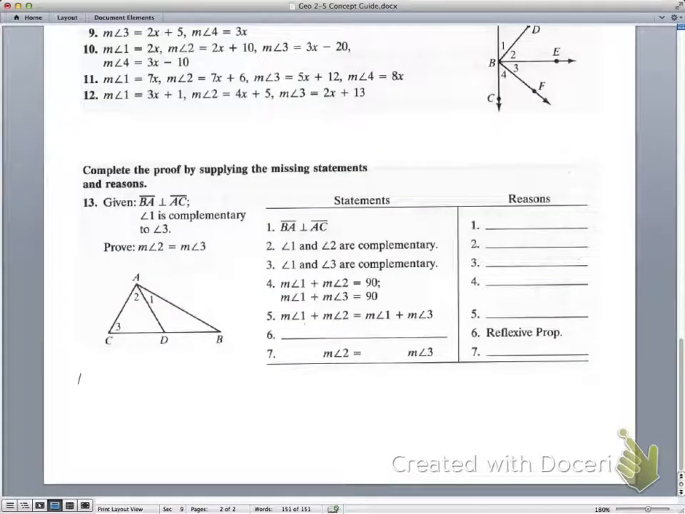Okay, here's the fill-in-the-blank proof. I'd like for you to try on your own, and then I'll walk through it with you in just a second. So pause the video, see if you can fill in whatever you can without my help first.